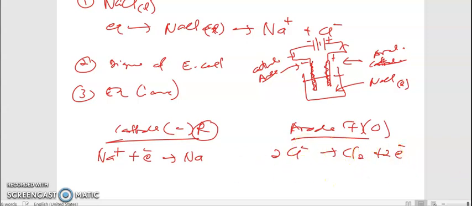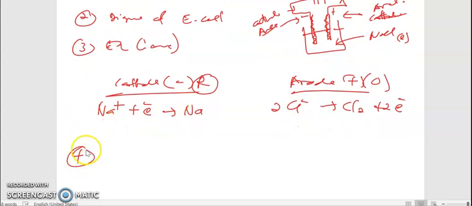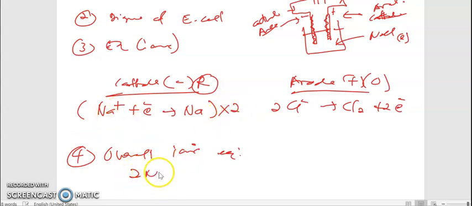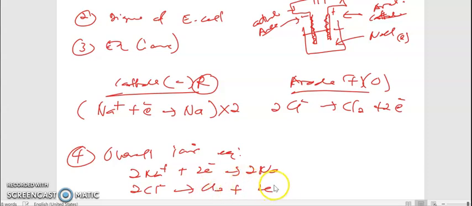Next step is we should be able to write the overall ionic equation. So we can do this by combining the half equations at cathode and half equations at anode. But we have to make sure both having the same number of electrons. So at cathode only 1 electron, at anode we have 2 electrons. So we have to times equation at cathode with 2, and we can rewrite it as 2Na plus 2 electron to give 2Na. And then from the second equation we do nothing, we just copy whatever we have from the previous part. We already ensure both having the same number of electrons.